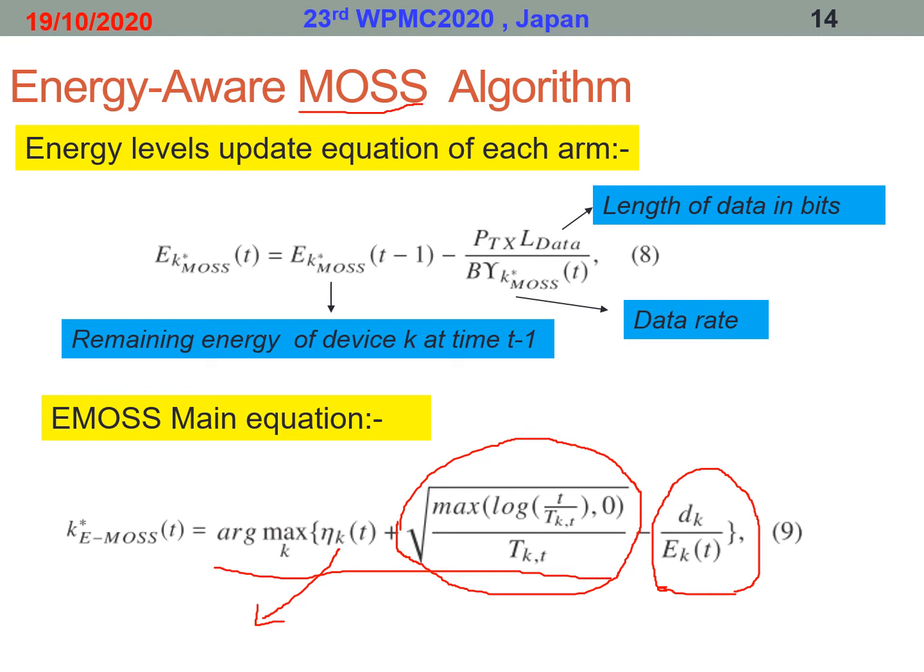Equation 8 is the updating of the energy. The new energy of the selected device at time t equals the old energy at time t minus 1, minus the energy consumed for transmitting L data bits to the nearby device. This is the energy update equation, and every time the device is selected, the remaining battery for this selection process will be reduced.